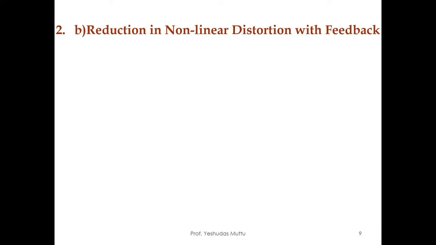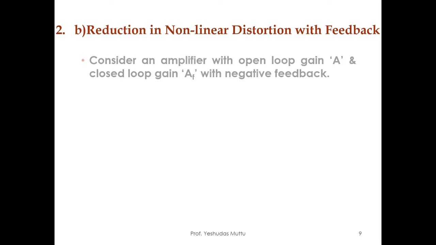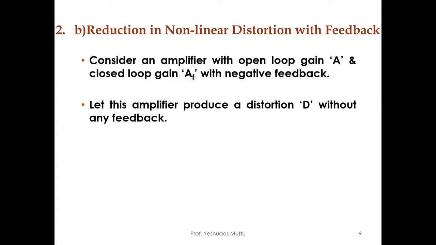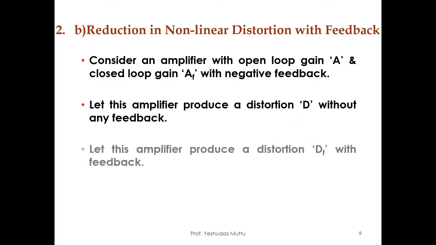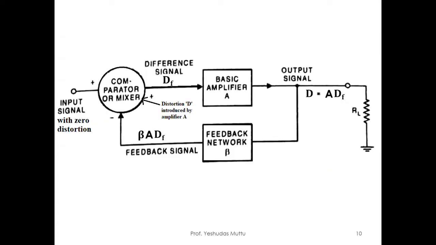Second part of the same thing, reduction in non-linear distortion with feedback. Now, to consider distortion we need to consider certain things. Let A be open loop gain, this we have seen before also, and AF be closed loop gain. Let me consider the amplifier is producing distortion D without any feedback, meaning this is for open loop. For closed loop, let us consider DF to be the distortion. Let me consider this particular figure which we had studied earlier also.